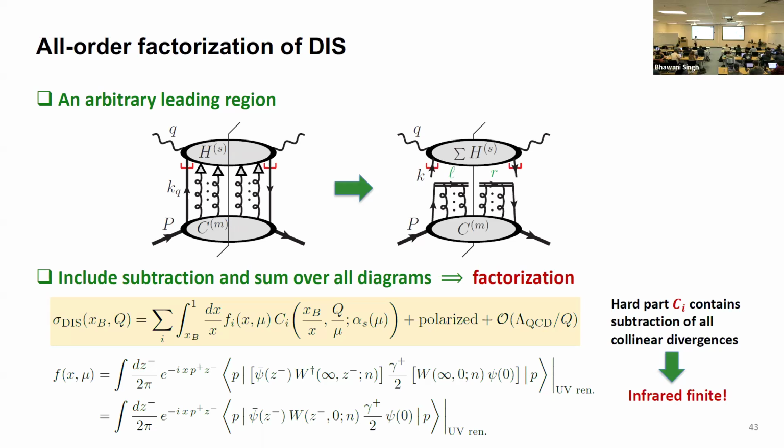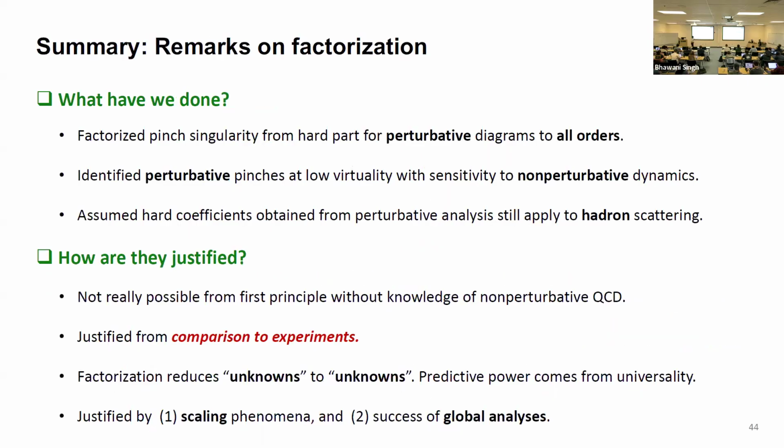So I can only tell you this much about factorization, and I have only talked about DIS. But now, to summarize, we can go back and think about what we have done. I have motivated the factorization from the Parton model, from the scaling of DIS. And this motivation is for the full QCD with non-perturbative and perturbative dynamics. But later on, we only discussed this factorization for perturbative diagrams. What we have done is we factorized all the pinch singularities from the hard part, for perturbative diagrams and to all orders.